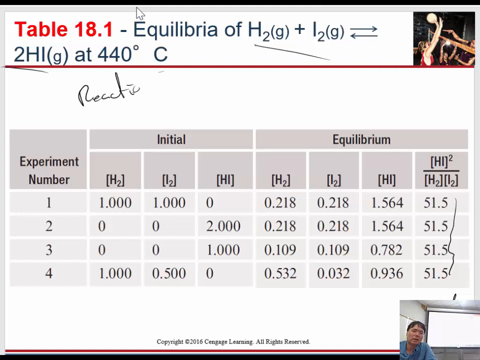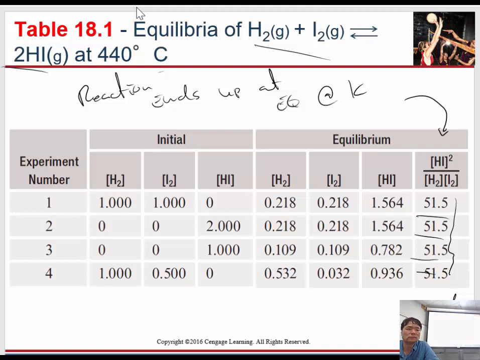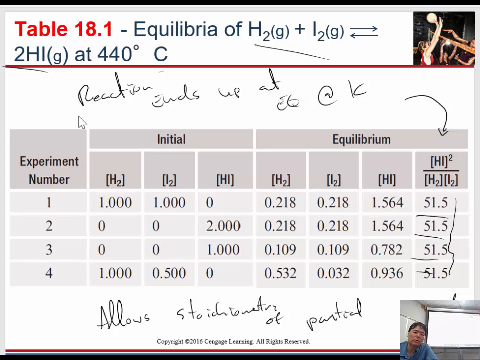Where the reaction ends up at equilibrium is at K, the ratio of product over reactant. And the K here is given as 51.5. This allows the stoichiometry of partial reactions to be calculated.